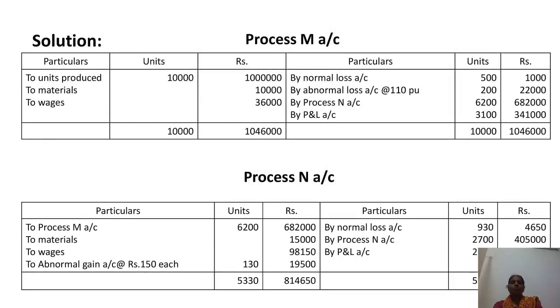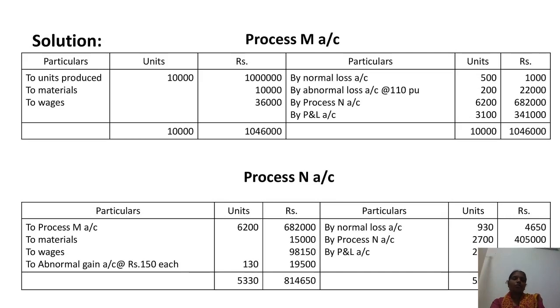First we shall see the process M account. Units introduced is 10,000 into 100, that is 10 lakh. Then materials introduced in process M is 10,000, and wages given in the problem is 36,000. Then normal loss, how much is that? 500 units. When we calculate, then it is multiplied by 2, we get 10,000, and from process M to process N it is carried out 6,200.